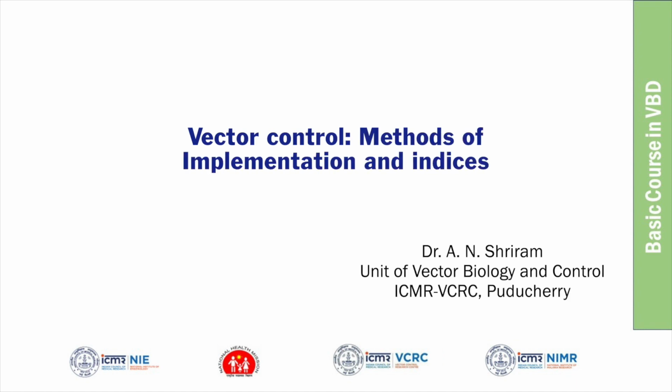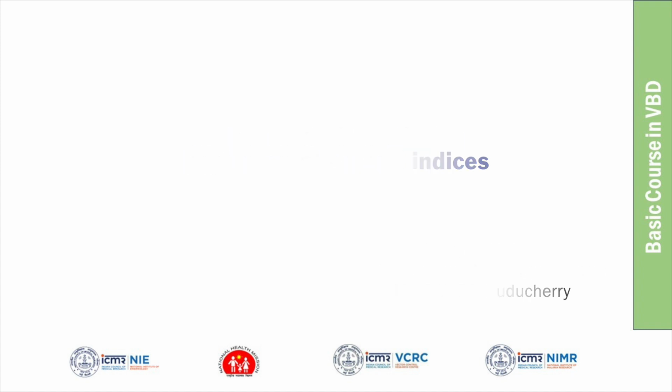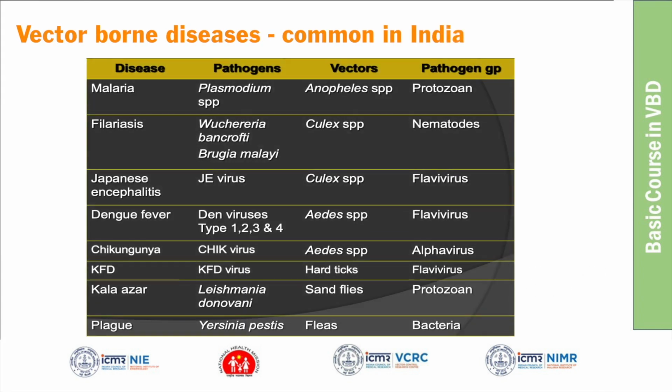Now the topic is vector control, methods of implementation and indices. You know very well there are many vector-borne diseases that are commonly prevalent in India. Malaria, filariasis, Japanese encephalitis, dengue fever, and chikungunya are all mosquito-borne diseases. We have Kala-azar, which is sandfly-borne. Other than that, we have Kyasanur Forest disease, a hard tick-borne disease, and plague also. So these are the common vector-borne diseases.